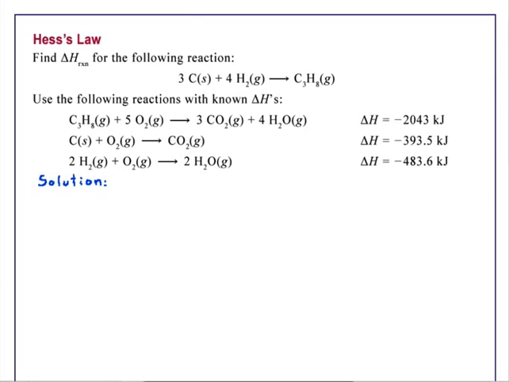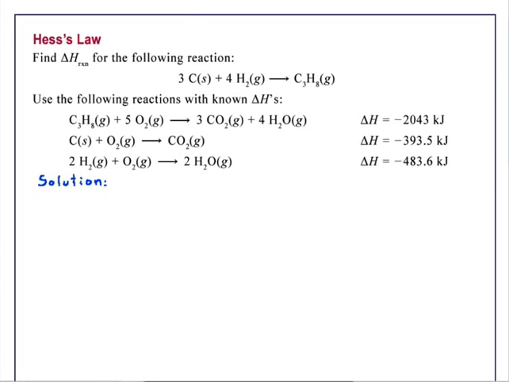C3H8 gaseous plus 5 O2 gaseous react to form 3 CO2 gaseous plus 4 H2O gaseous, which has a delta H equal to minus 2043 kilojoules. C solid plus O2 gaseous react to form CO2 gaseous, which has delta H equal to minus 393.5 kilojoules, and 2 H2 gaseous plus O2 gaseous react to form 2 H2O gaseous, for which delta H equals minus 483.6 kilojoules.